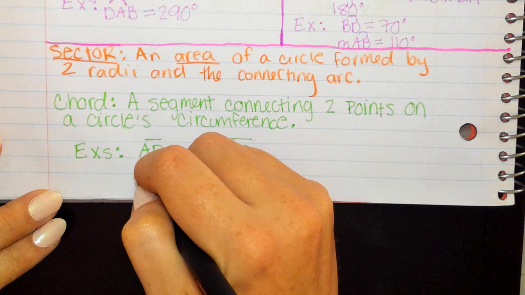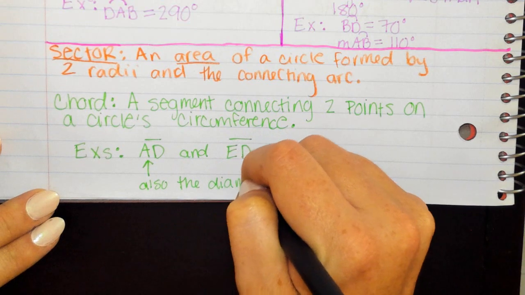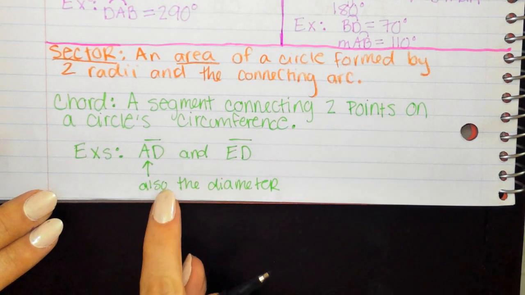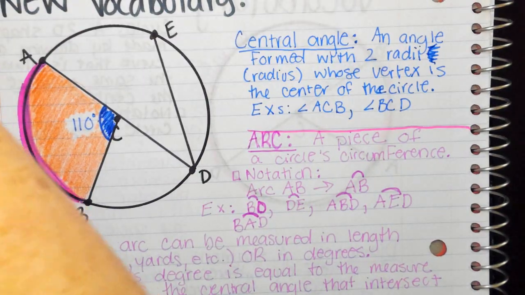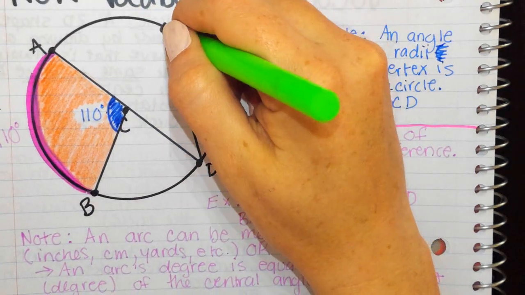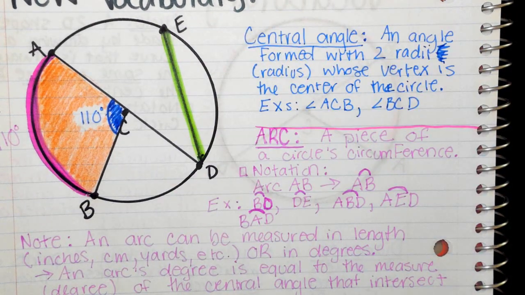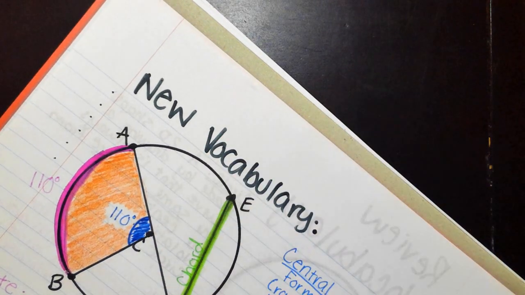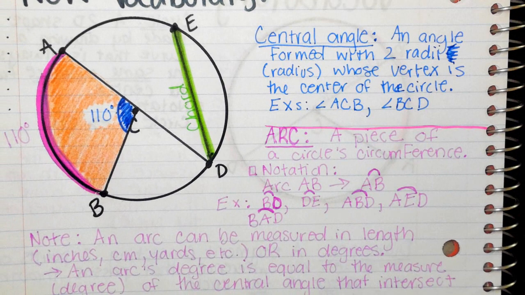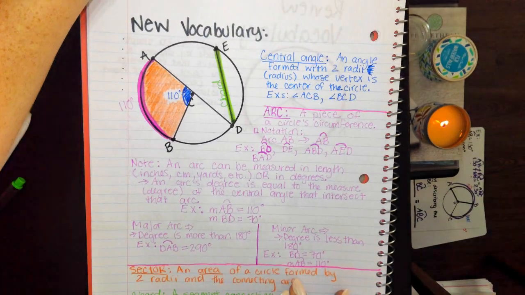Side note, ED is not the diameter, but AD is also the diameter. And I'm going to go ahead and highlight this one green so that it matches our chord. So this is an example of our chord. All right, and that pretty much makes up our notes for the vocabulary for circles.